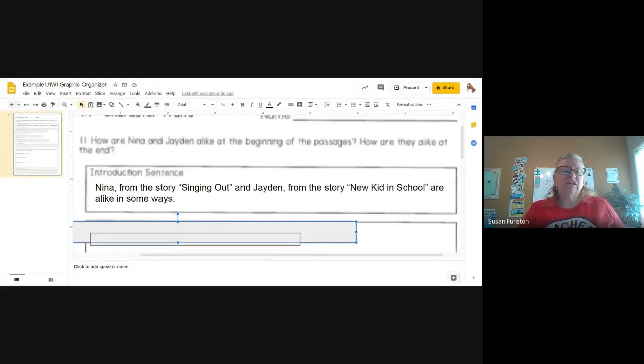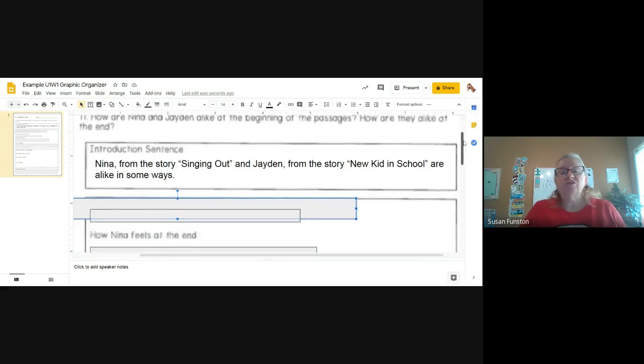So I wrote, Nina from the story Singing Out and Jaden from the story New Kid in School are alike in some ways. It asked how they were alike at the beginning and how they are alike at the end. So my introductory sentence is telling my reader, Nina from the story Singing Out and Jaden from the story New Kid in School are alike in some ways. So my reader knows to expect a paragraph talking about how these two characters are alike.